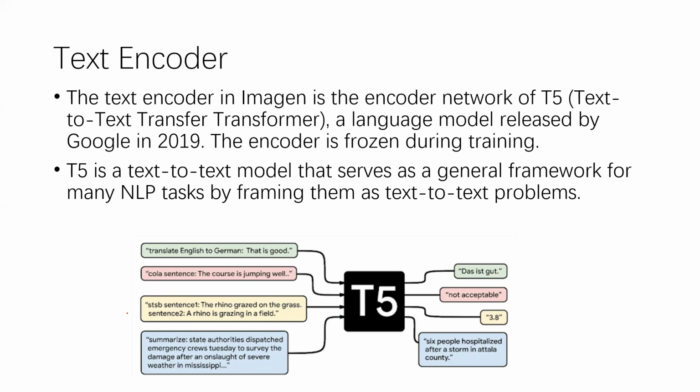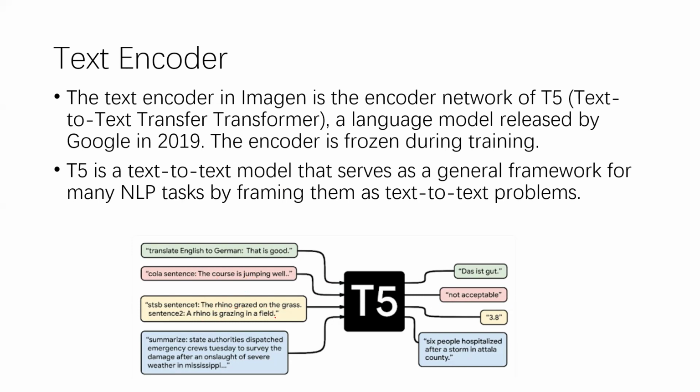So T5 is a text-to-text model that serves as a general framework for many NLP tasks by framing them as text-to-text problems, like language translation. So the input will be "translate English to German: That is good," and the output is just the translation. Or like "cola sentence: The course is jumping well," and the output is "not acceptable," which means this sentence is not acceptable.